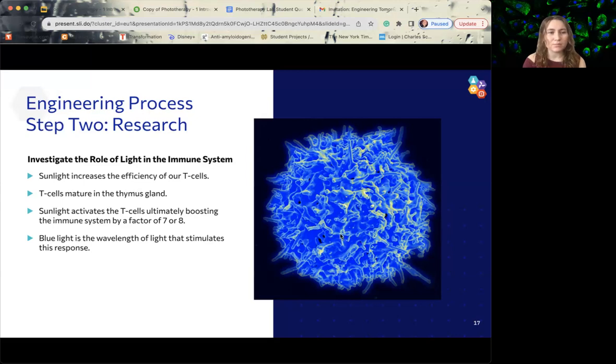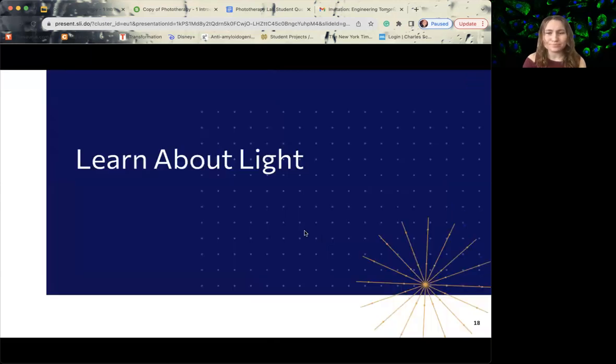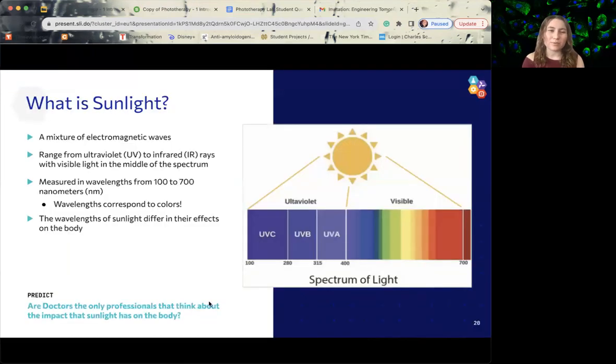Now, let's get into a little bit more about light specifically, because I'm sure you're thinking, wait, all light, there are different colors of light. So let's get into that a little bit. What is sunlight? Sunlight is a mixture of electromagnetic waves. If you've taken some basic physics, you may have seen this, but essentially there is a very fancy spectrum called the electromagnetic spectrum.